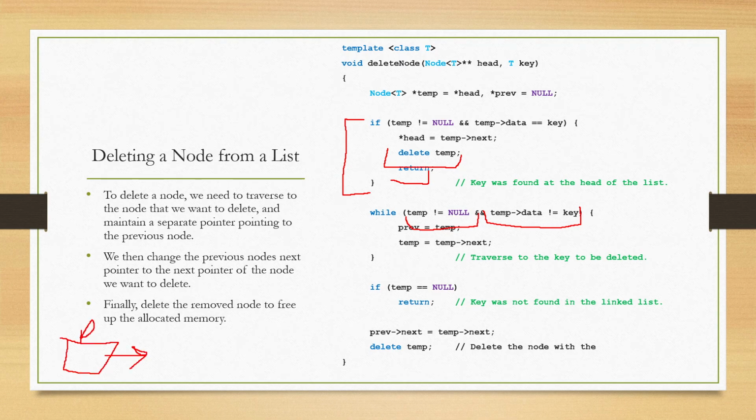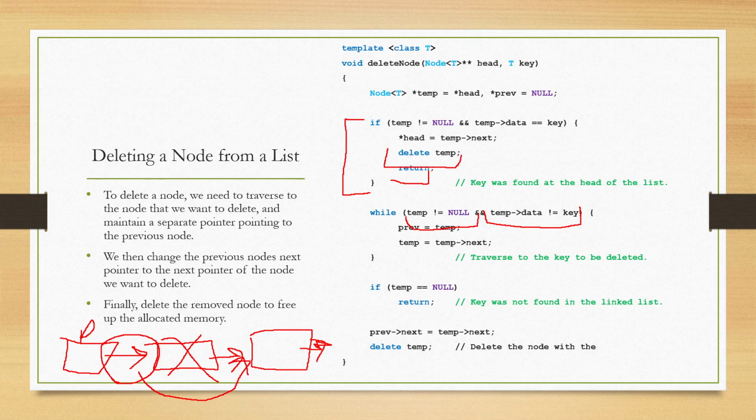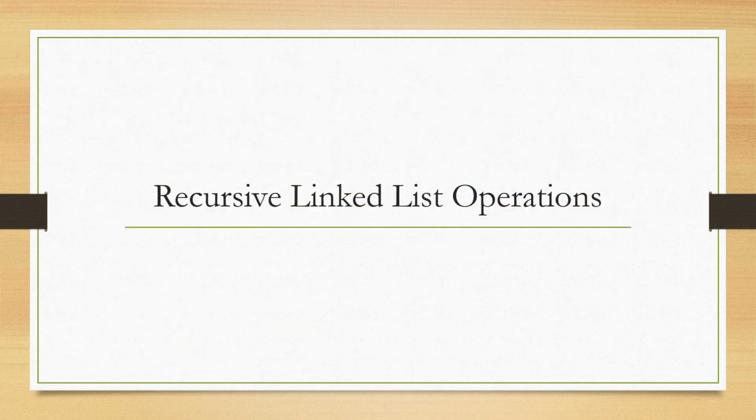There's this previous, and there's a current node I'm working on. And this is the next node. What I'm basically saying here is I'm deleting this node by simply connecting this to here. And so this one does not exist anymore. And then you would delete it as well, for the memory. Finally, delete the removed node to free up the allocated memory, so that's what we're going to be doing.